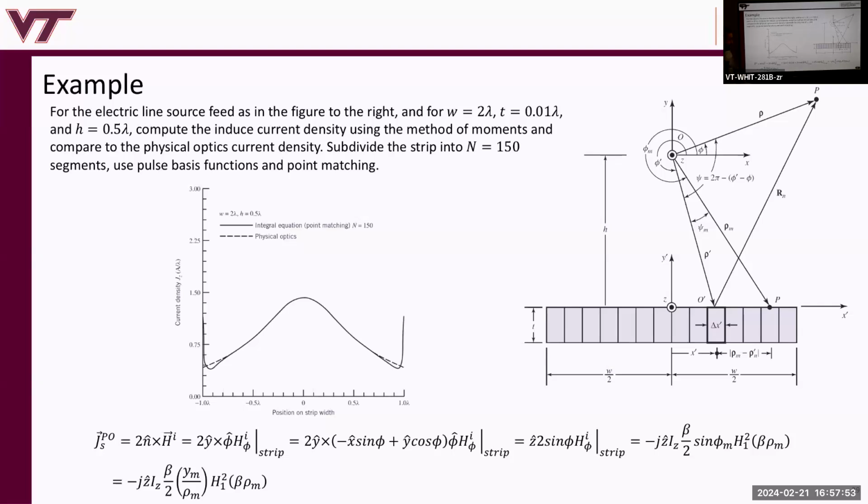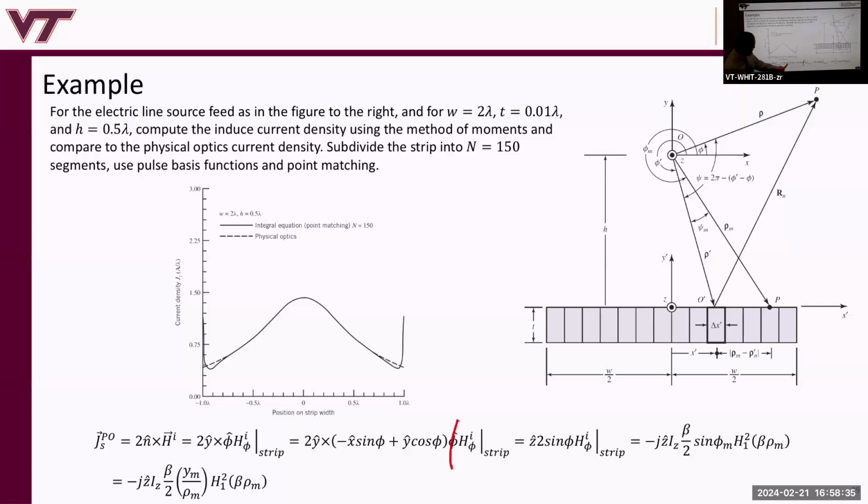If you just use physical optics, so physical optics here, 2n cross Hi, where n is y hat, right? This is the surface here. N is y hat. And the incident magnetic field, due to what is the incident magnetic field due to the line source, right? You take your thumb, you put it in the direction of current, and your fingers by Ampere's law curl in the direction of magnetic field. So the magnetic field is completely azimuthal, phi directed, phi hat, right? So you get phi hat, and you evaluate this on the strip. So phi hat can be expressed as negative x hat sine phi plus y hat cosine phi. I don't know why I have this there still. This is a mistake.